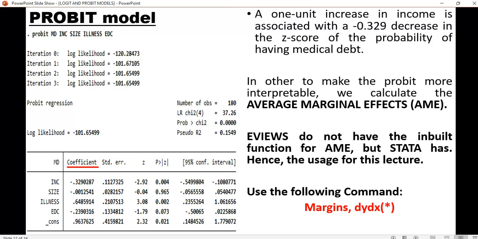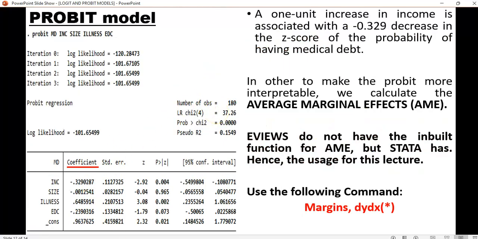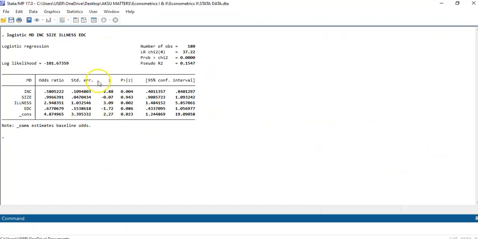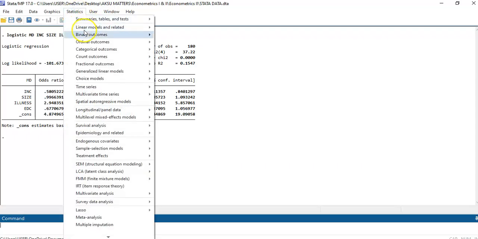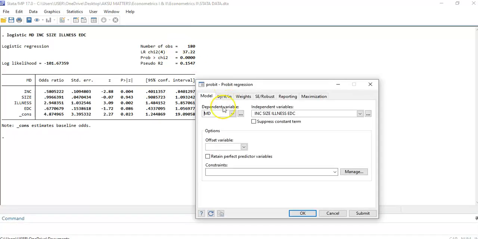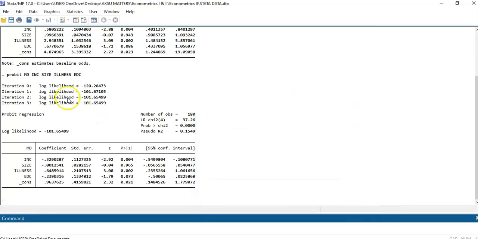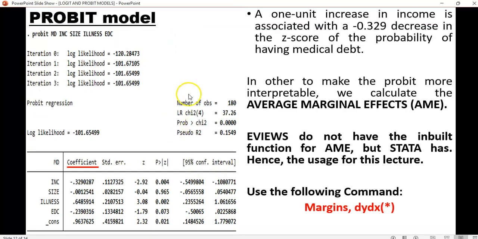We now go to the Probit. Before we go to the Probit, what we have to do now is to go to our Stata and see how the process is done for Probit. We click on statistics, we go to binary outcomes, we click on Probit regression. Okay, we have our dependent variables and independent variables. We click submit. Okay, so this is the Probit regression. Observe that it is almost similar to that of the Logit. So let's go back and see the expanded version of it.